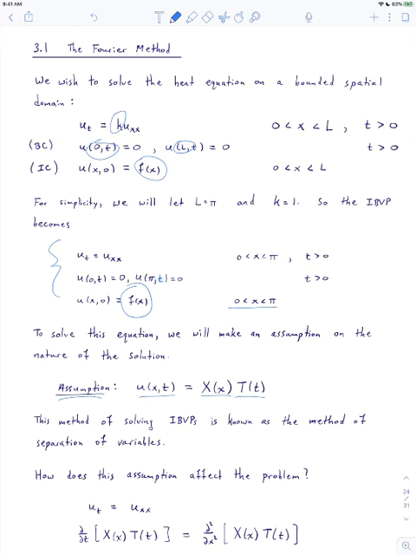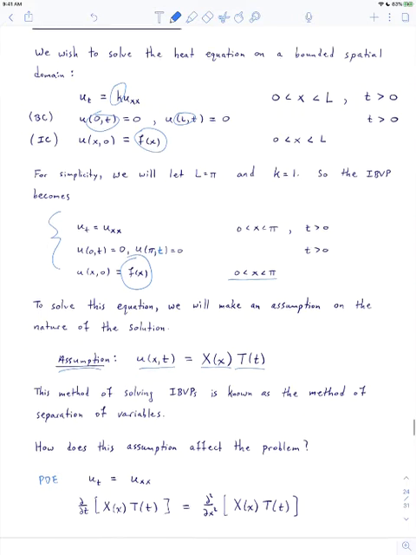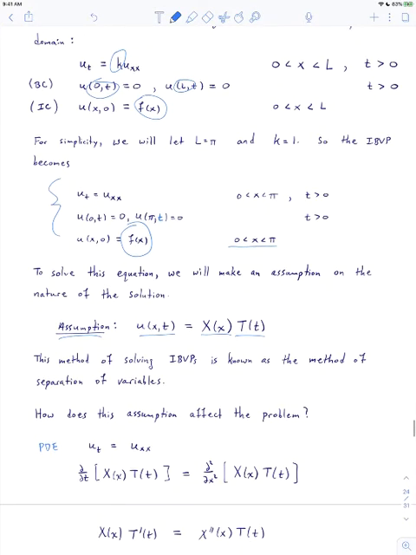So how does this assumption affect the problem? Let's look at the differential equation, which you see here. u sub t equals u sub xx. On the left, we have the partial derivative of the product with respect to t. And on the right, we have the second partial derivative of the product with respect to x. Since this is a product of a function of x times a function of t, we don't have to use the product rule here. So we just compute directly, taking out the constant function.